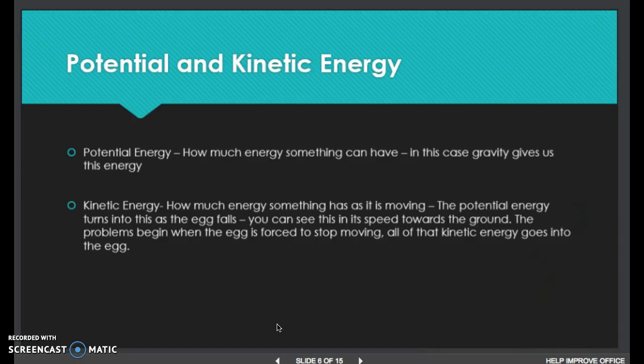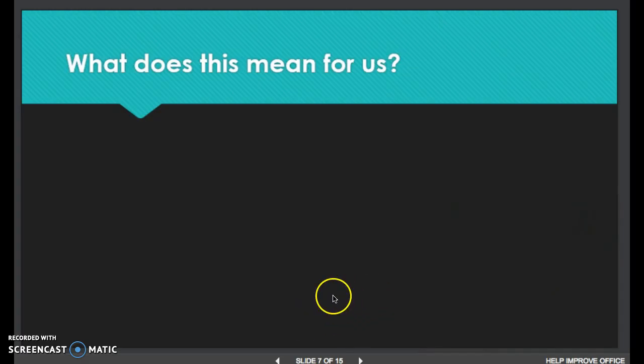You don't have a problem when the egg has all this kinetic energy in it as it's going down. The problem is when it hits the ground. The kinetic energy needs to go somewhere. I have found a very excellent NASA scientist by the name of Mark Rober, who explains this problem with an excellent visual. So I'm going to play that for us.